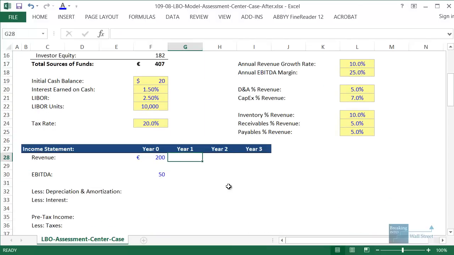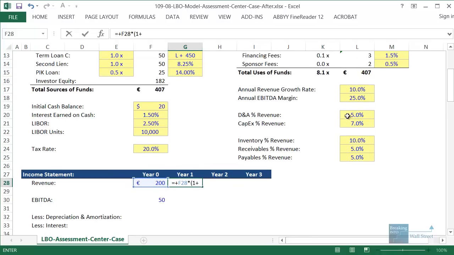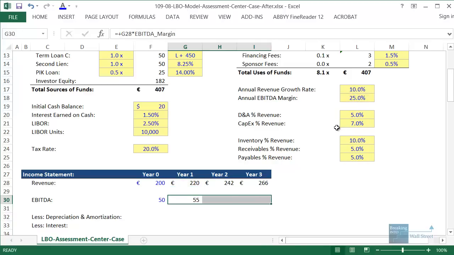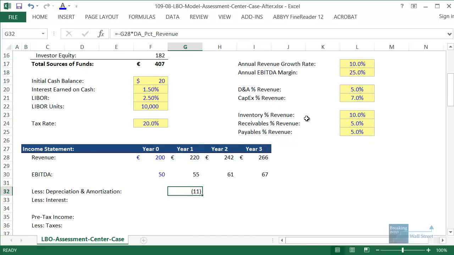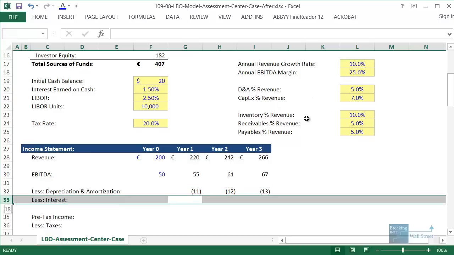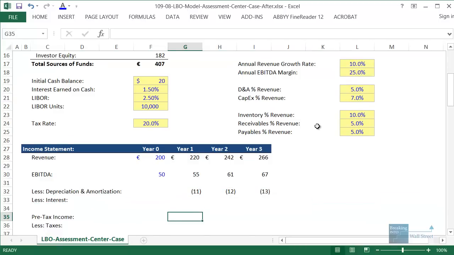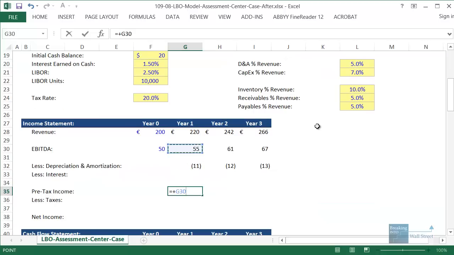With the income statement, we have our LTM EBITDA, and then we have our growth rate of 10% that the instructions gave us. So we can copy that across. Now EBITDA itself, we can take our revenue and multiply by the margin and copy that across. Depreciation and amortization, we'll take our revenue, multiply by D&A as a percent of revenue, copy that across. Interest we'll leave blank for now. Pre-tax income is just going to be equal to EBITDA minus the depreciation and amortization minus interest, and copy this across.